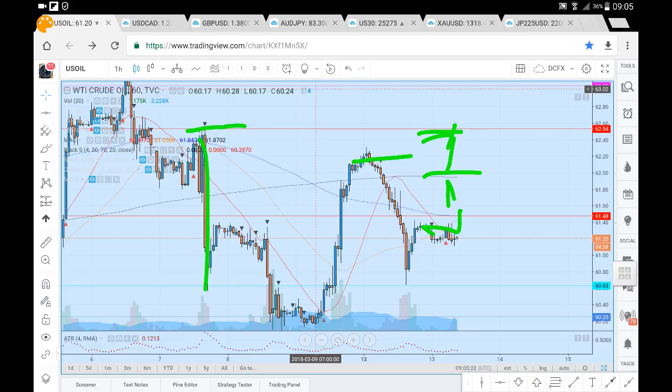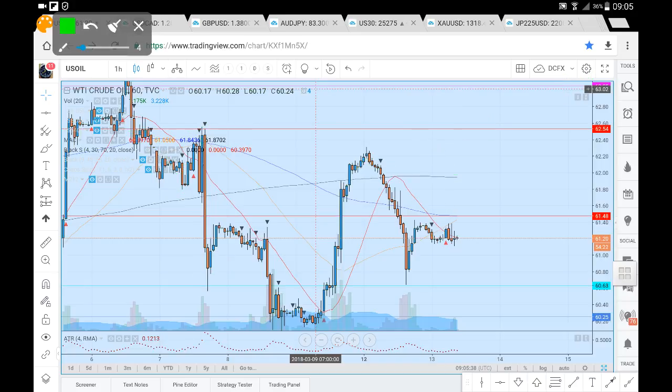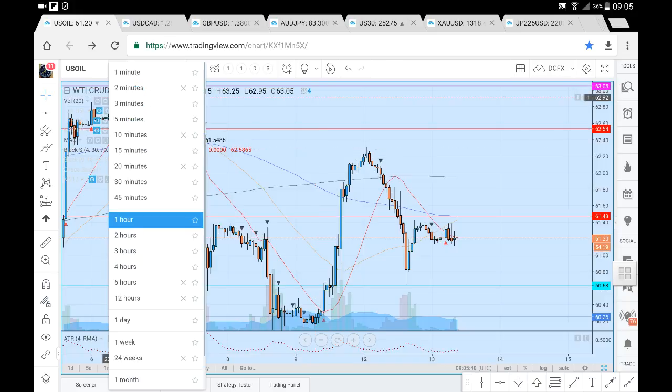In around 62.54, we have seen sell side momentum come into the market previously. It is a major level marked out here in red, and if we were to break above that, we were looking for price to head towards that 63.05. 63.05 potentially being the far end of the range here on US oil on Tuesday the 13th of March.